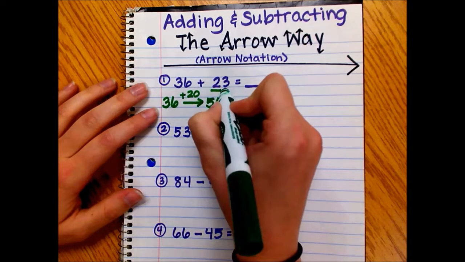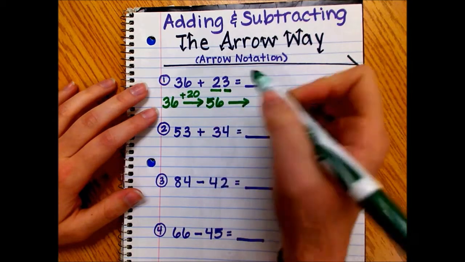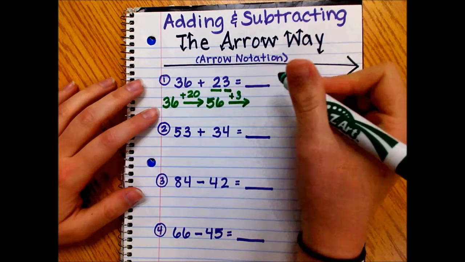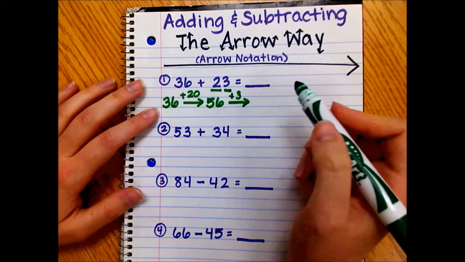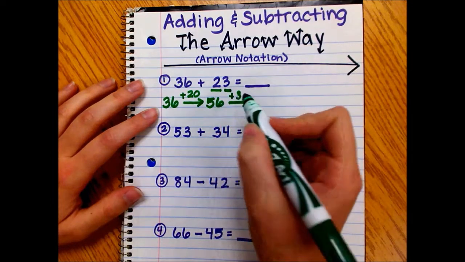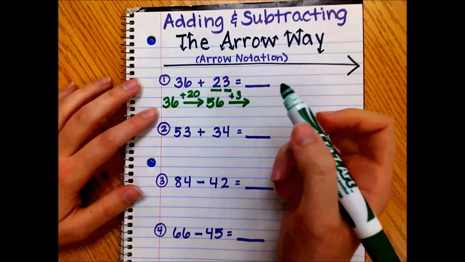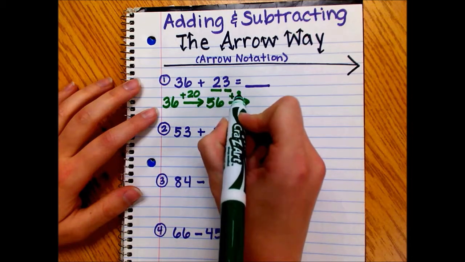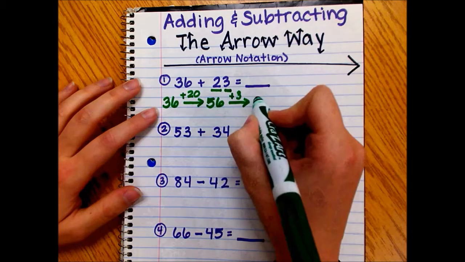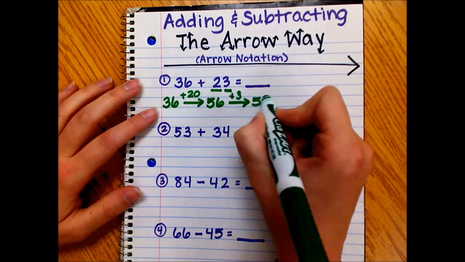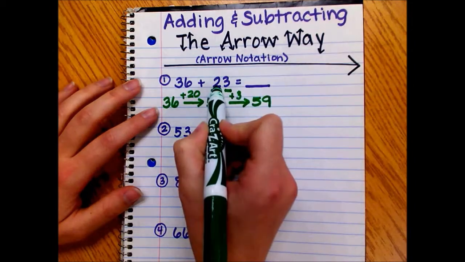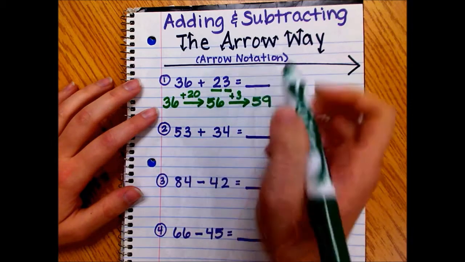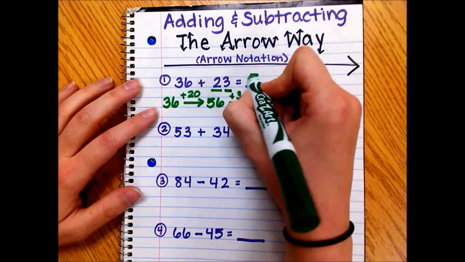So we have 56, and now we need to add the 3 ones. So I'm drawing another arrow, and I'm writing plus 3 to show that we are adding 3 more. Again, I like to push my students to use the place value knowledge. That way they're not constantly relying on the hundreds chart, which they might not always have with them. So 6 ones plus 3 ones equals 9 ones. We didn't add any tens this time, so we have 5 tens and 9 ones. So first we added the value of the tens, and then we added the value of the ones. So 36 plus 23 is 59.